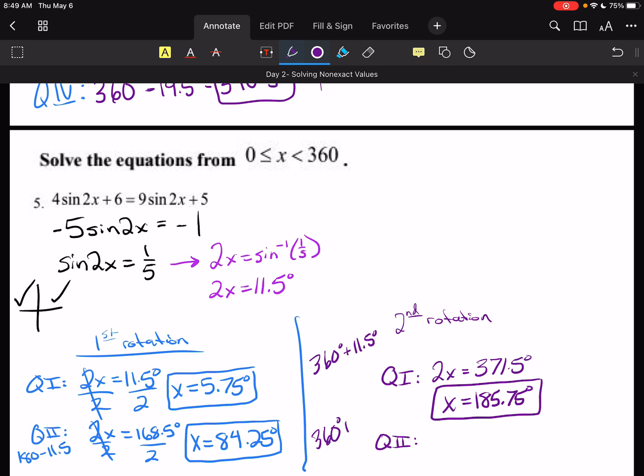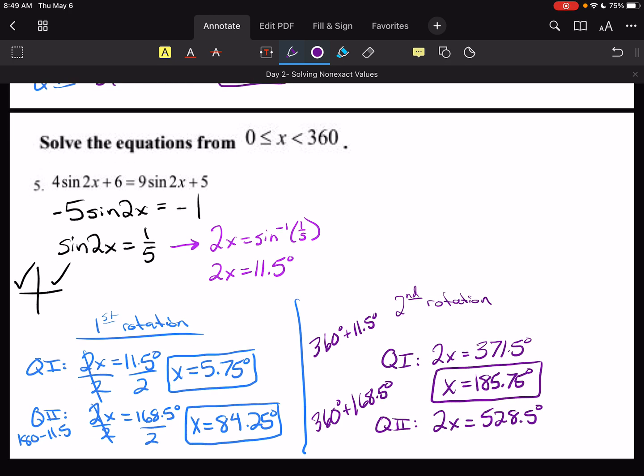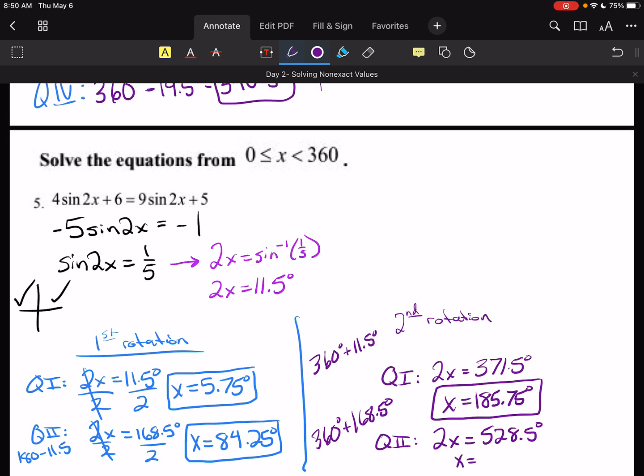360 plus the 168.5 would give me 2x equals 528.5. Dividing that by 2, I would get 264.25 degrees. And those would be my 4 answers for that one.